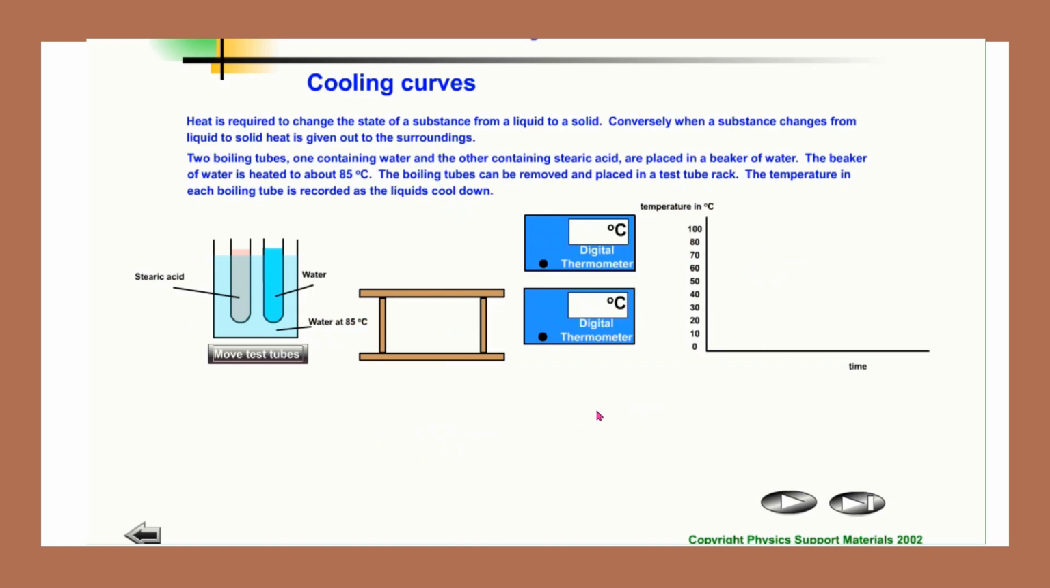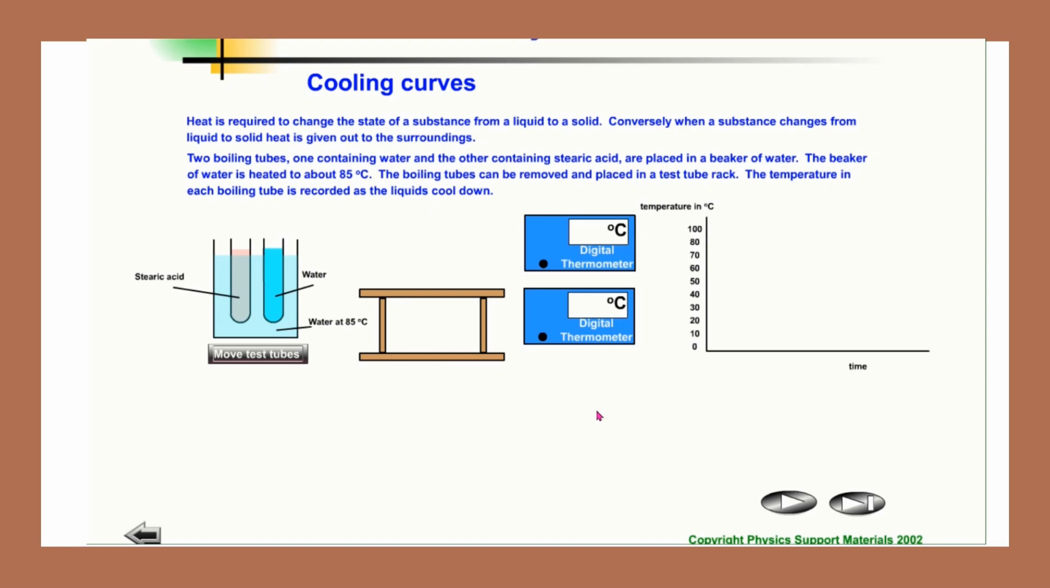Heat is required to change the state of a substance from a solid to a liquid. Conversely, when a substance changes from a liquid to a solid, heat is given out to the surroundings. We have two boiling tubes here, one containing water and the other containing stearic acid, and we've placed them in a beaker of water, which is then acting as a water bath.